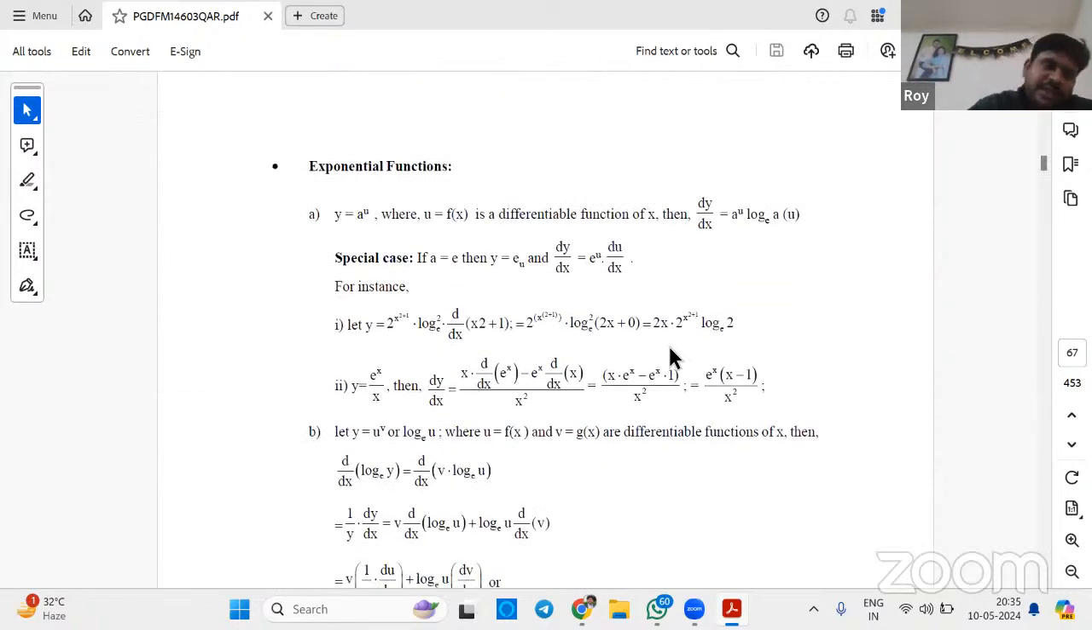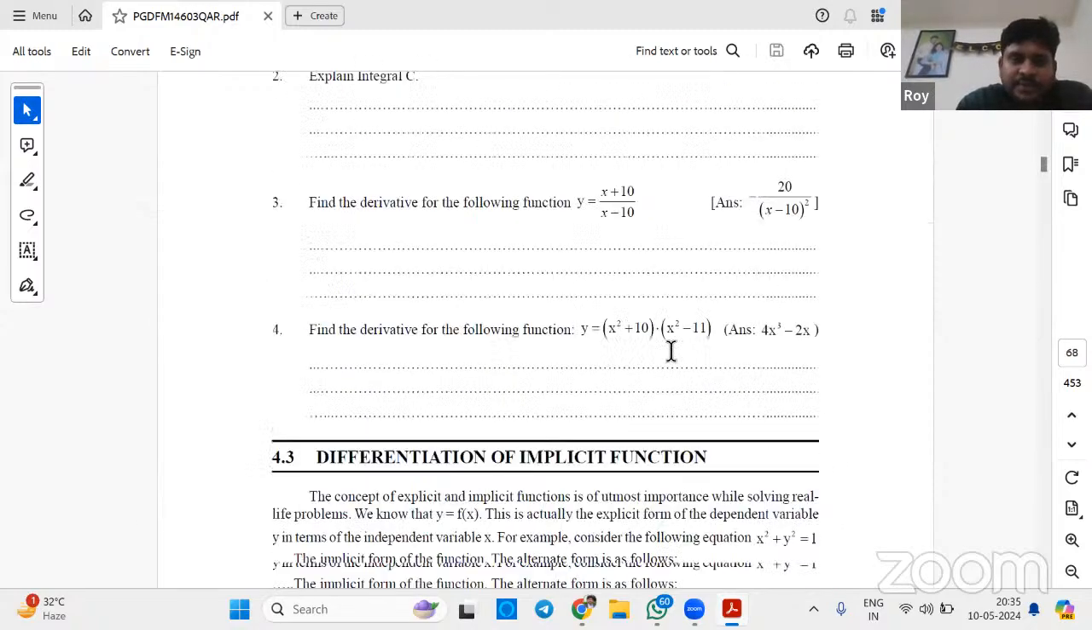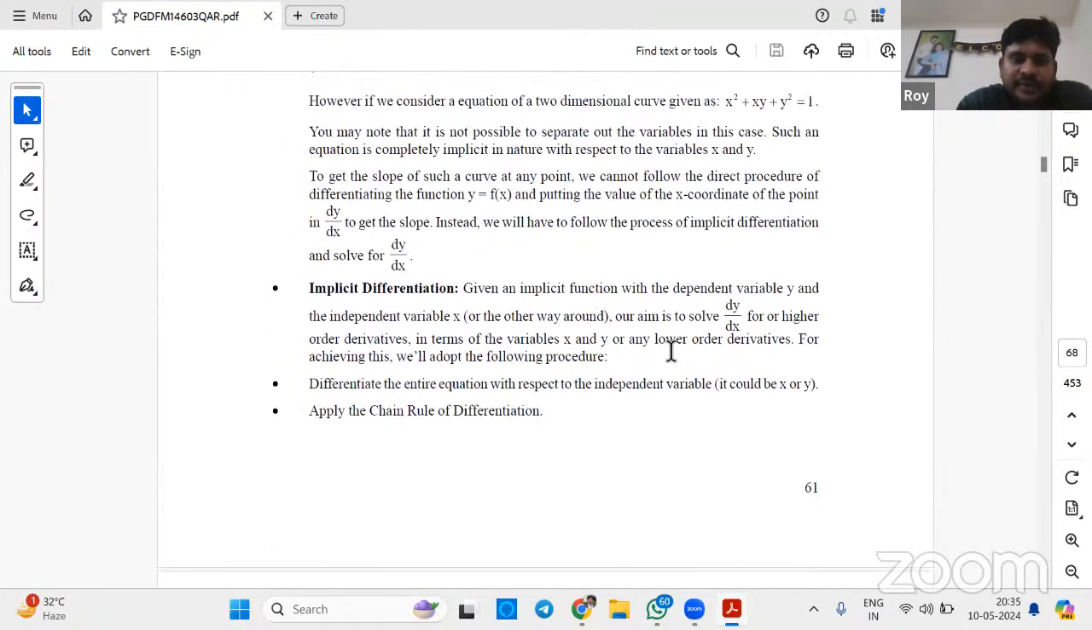The exponential function is again a little tougher than the previous two. Here, y is equal to a power u, where u is equal to f of x, is a differentiable function. Then dy by dx, how will you write it? Very simple, y is equal to a power u. What is the derivative of this? Definitely, we know that it is a power u log a of u, right? Implicit functions are there.